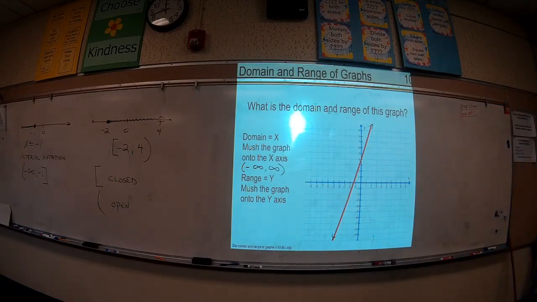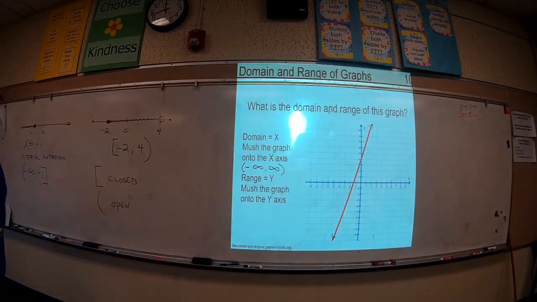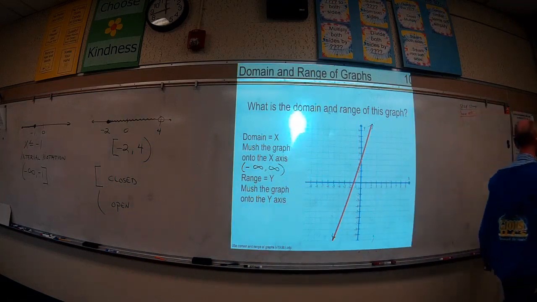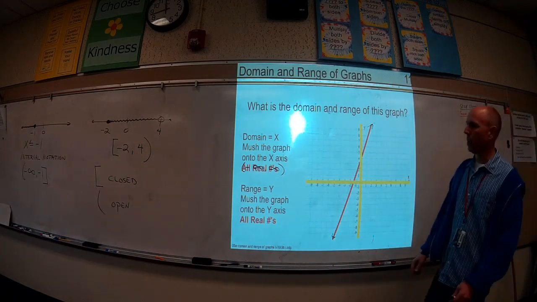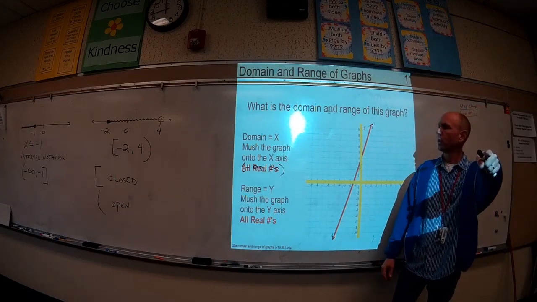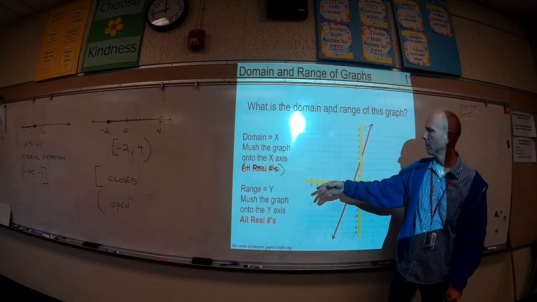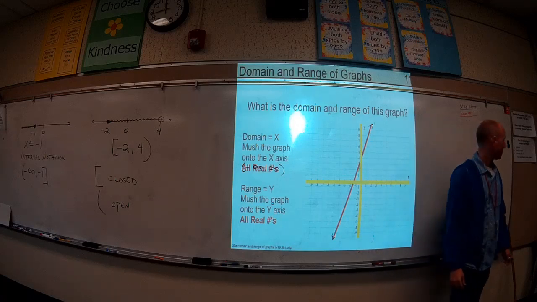Good. So it's the same thing. It's negative infinity to infinity. And JJ, you could also write it as all real numbers. It's the same thing. But here it is. It's smeared onto the x, smeared onto the y.